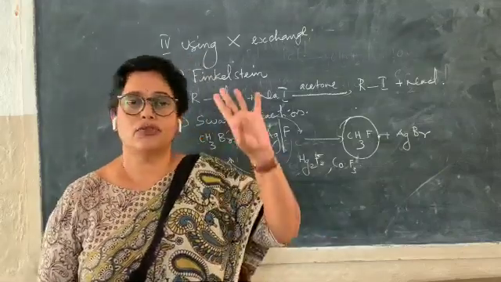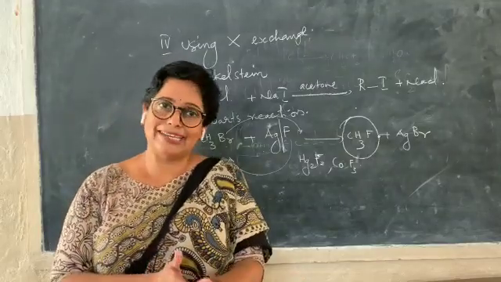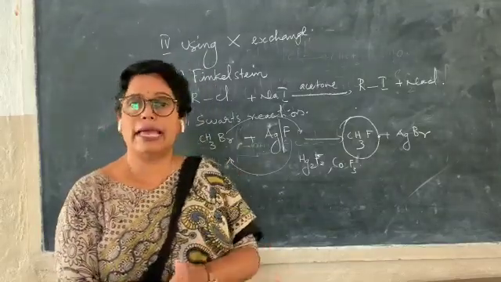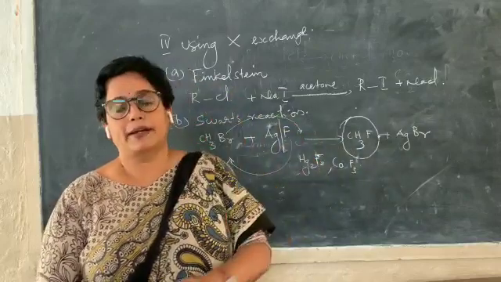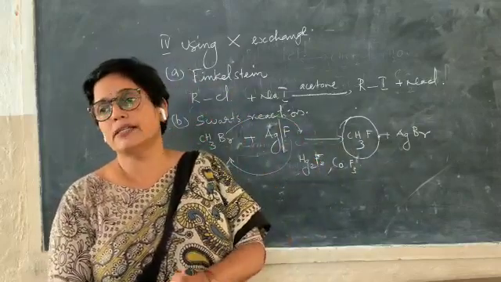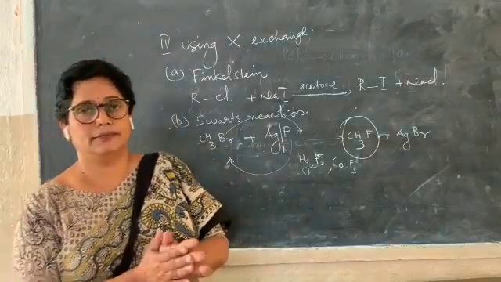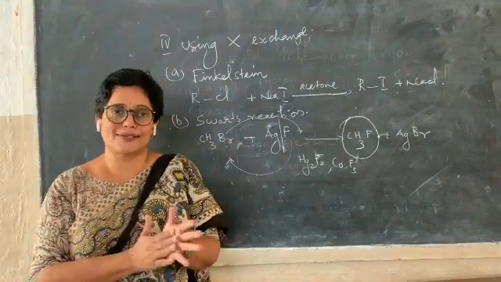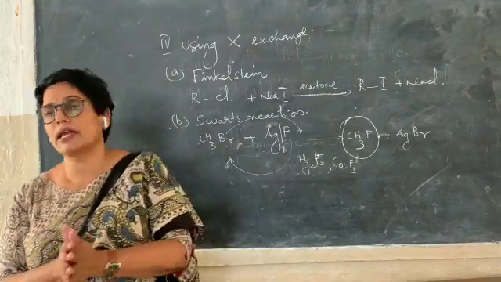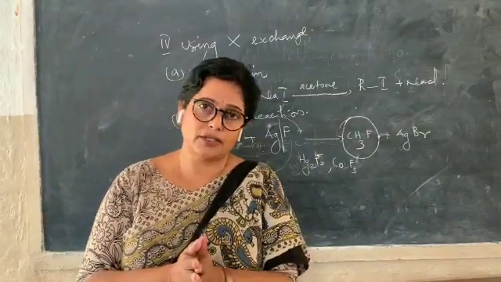There are four preparatory methods. One is from alkane, second is from alkene, third is from alcohols, and the last preparatory method of haloalkane is by halogen exchange method. In this case, two main reactions are coming. One is Finkelstein reaction, number two is Schwarz reaction.